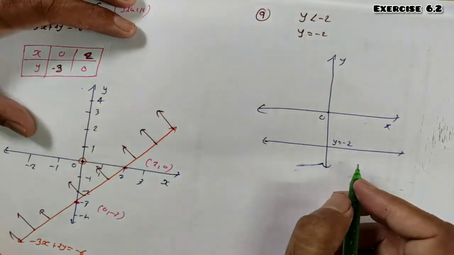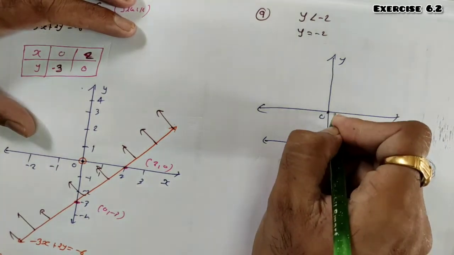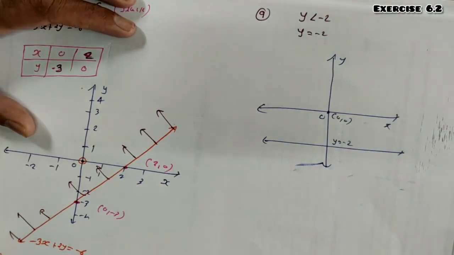So again our plane is divided into two parts, the upper half plane and the lower half plane. The upper half plane includes the origin 0, 0. So let's check for this 0, 0.